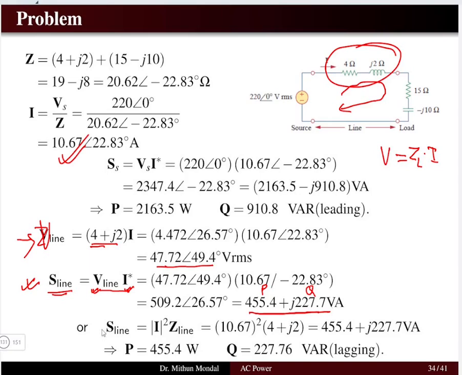The same result can be obtained in a different way: the complex power of the line can be written as the square of the magnitude of the current multiplied by the impedance of the line.